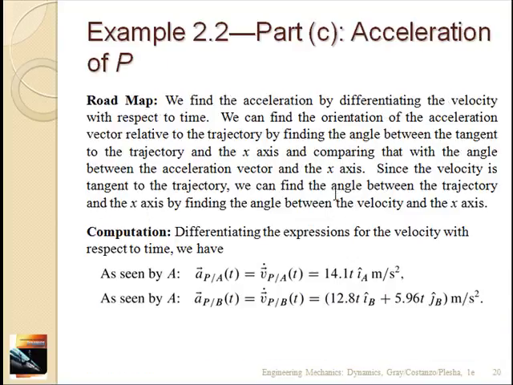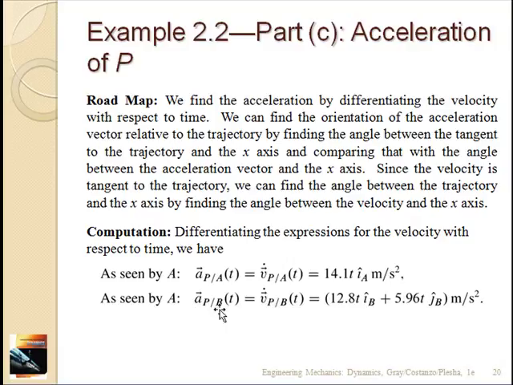And finally, we want to work out the acceleration. Again, we're just taking time derivatives. So the acceleration in the A coordinate system is just the time derivative of the velocity in the A coordinate system. And again, there's just one component, so we just take the time derivative and we get 14.1 t times the unit vector in the A direction, and the units are meters per second squared.